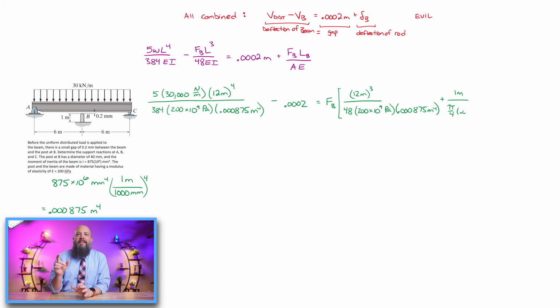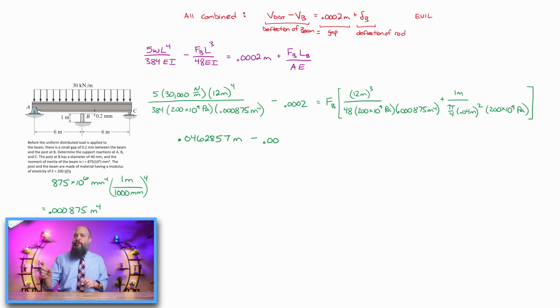So L for FL over AE, remember now this L is the length of the cylinder. It's how much the cylinder is stretching. So just 1 meter in the numerator. Area is just pi r squared or pi over 4 d squared. And then E is the same, 200 times 10 to the 9th. All right, a little bit of calculator work.